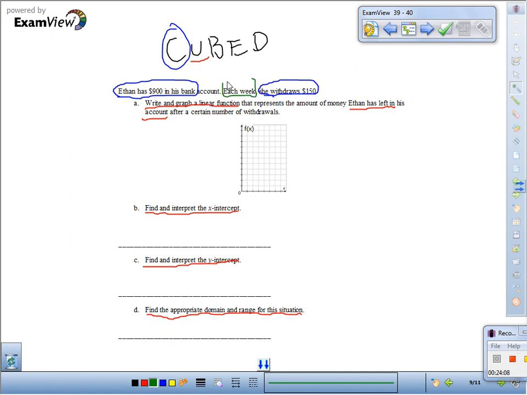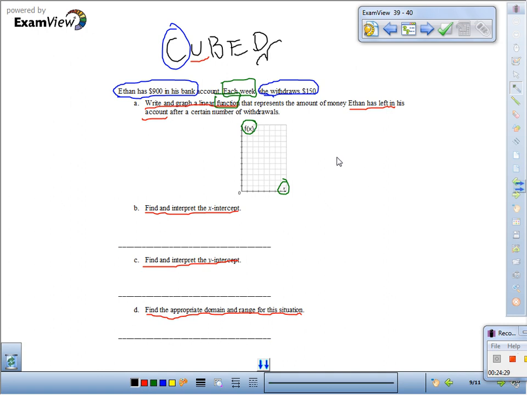It's each week. What other thing is important here? That they want us to write it as a function. And if you notice here on the graph, they give us f of x and x. That's why they want it in function form. Let's exclude anything else, and let's draw our table.